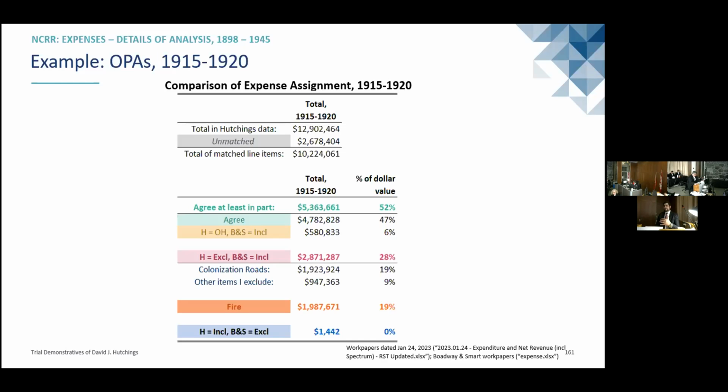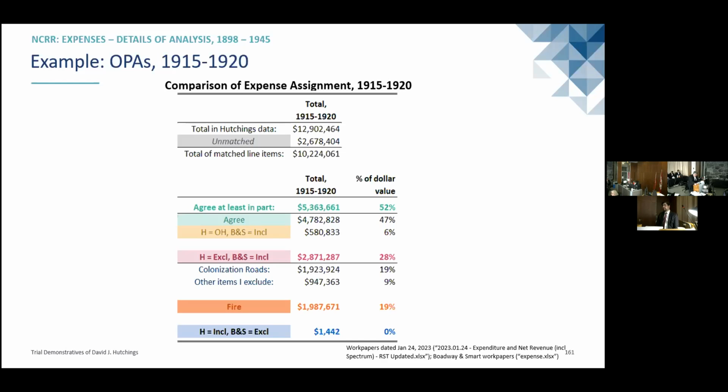Most of that is colonization roads. That's $1,923,924, 19% of the total amount. And then other items I exclude, but they don't. These would be like the investigations, the membership association fees, etc. Forest reserves, that's $947,000 Ontario-wide during this period, or about 9%.